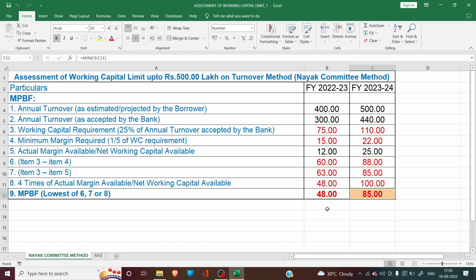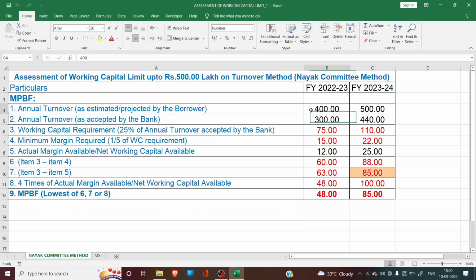So, in this way, you can calculate the working capital limit up to 500 lakhs on turnover or Nayak committee method. Now, you will get the link for this sheet in the description of this video. While using this sheet, you need to remember that you should not touch the cells which are represented in the red font in this video.